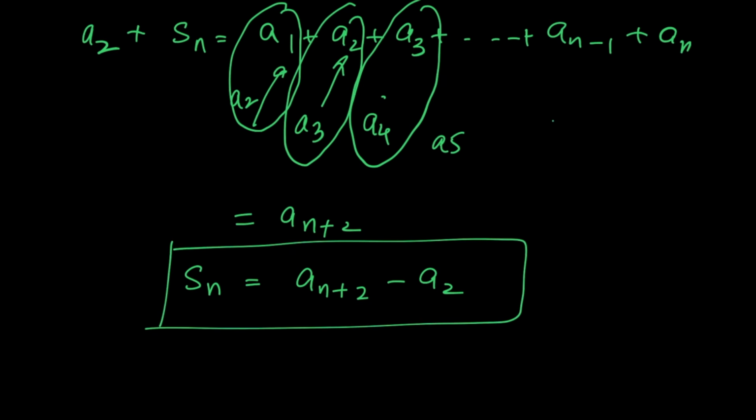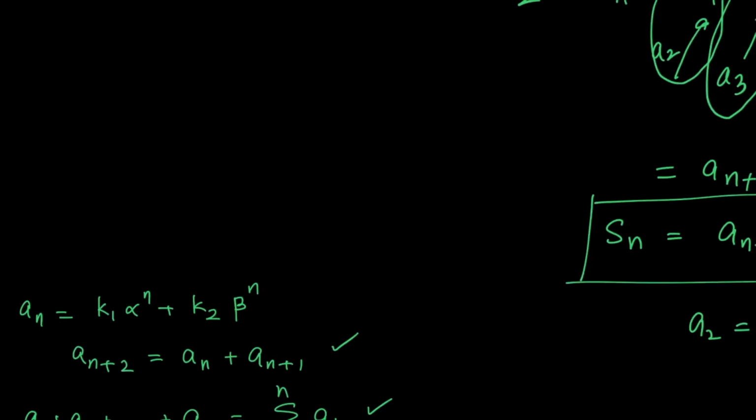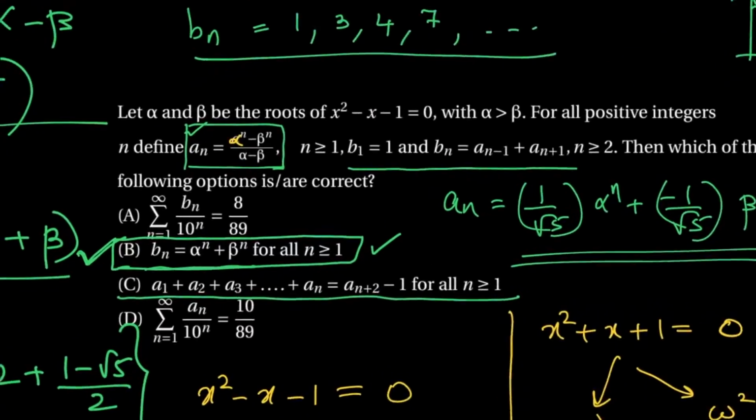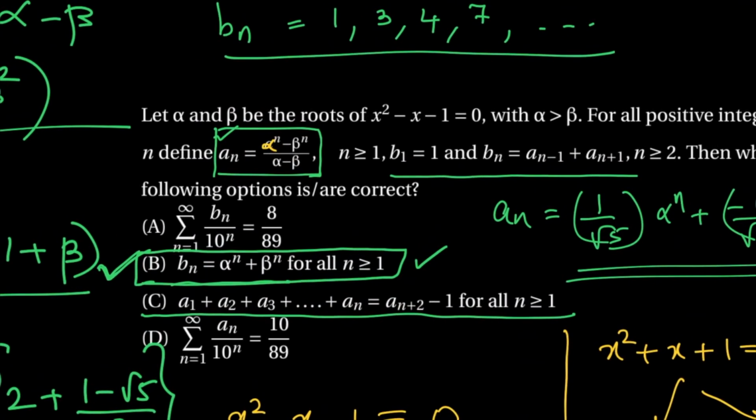So in this case a2 was 1 because it's a Fibonacci sequence. So our Sn is an plus 2 minus 1. So that answer is also right.